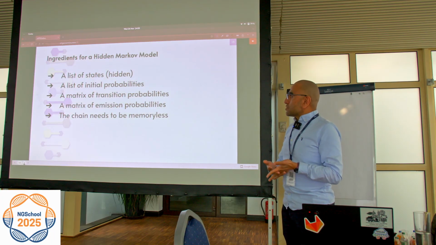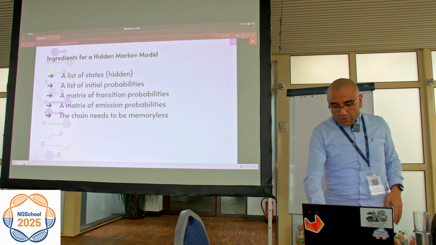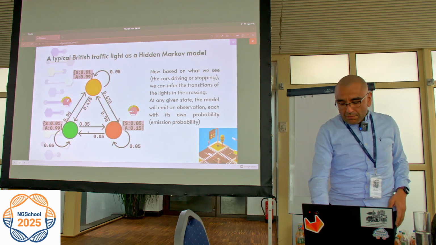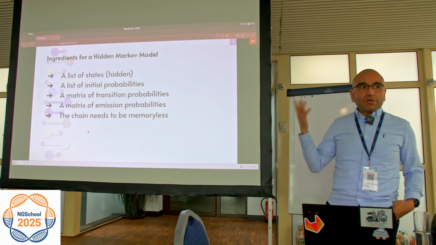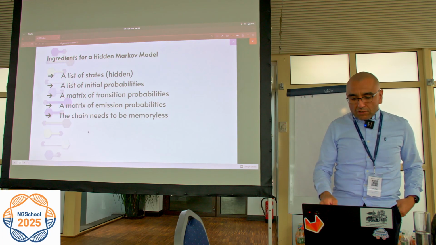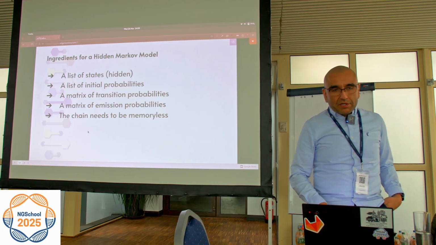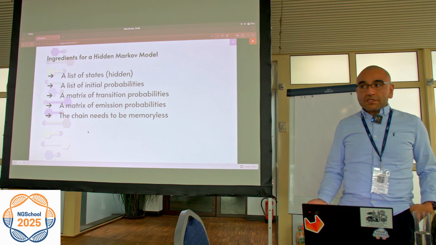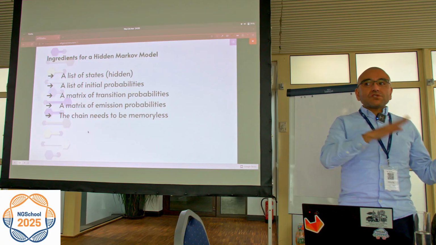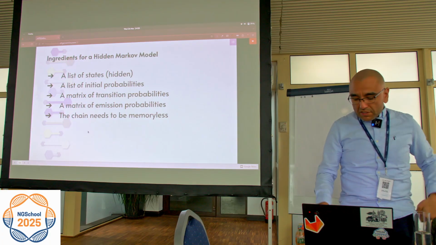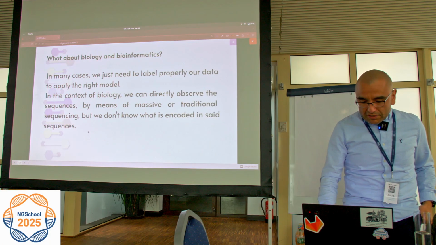We need a matrix of transition probabilities, which we already have from the initial model, but we also need a matrix of emission probabilities. This will become clearer when we go to the practical. And importantly, because this is still a Markov model, this needs to be memoryless. That is, whatever happened in the previous state won't affect the transition to the next state.